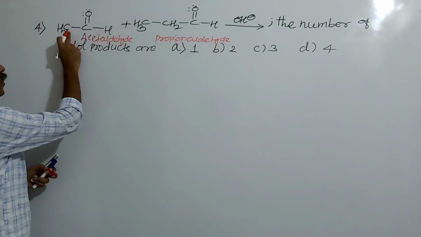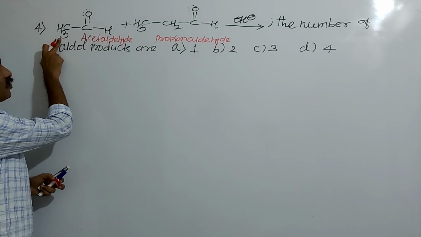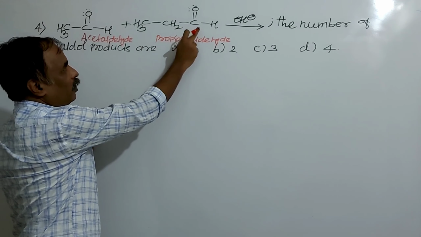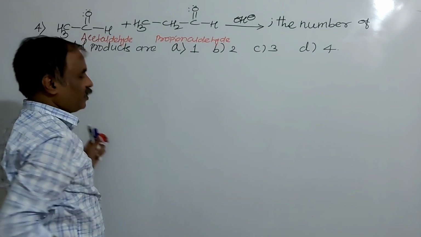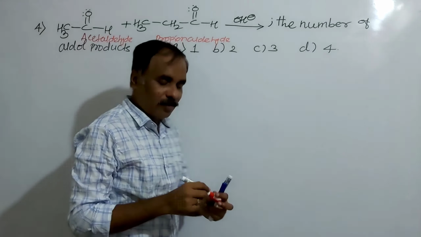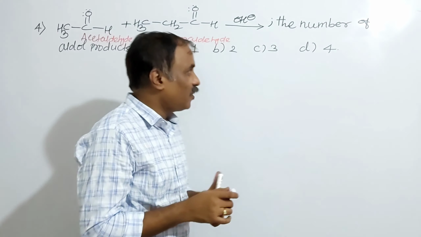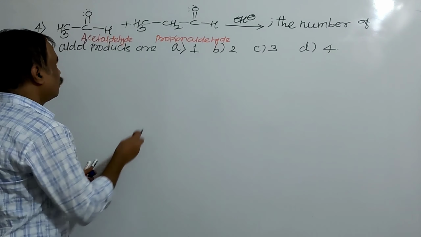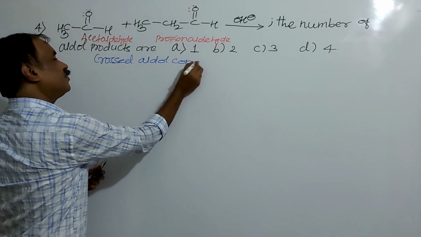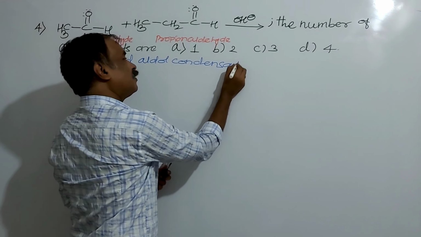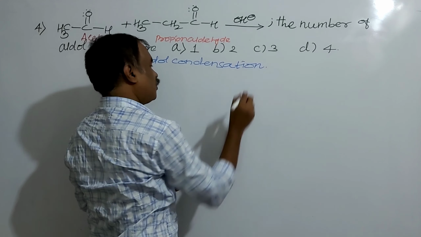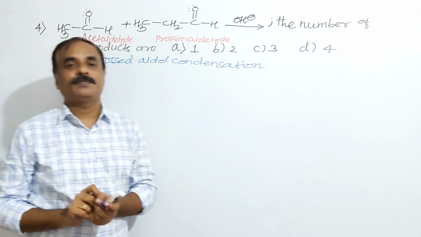In acetaldehyde, this one is the alpha carbon, with alpha hydrogens. In the case of propionaldehyde, this is the alpha carbon and two alpha hydrogen atoms are there. Both the carbonyl compounds have alpha hydrogen atoms, but both are different. And this is an example of what? This is an example of crossed aldol condensation.